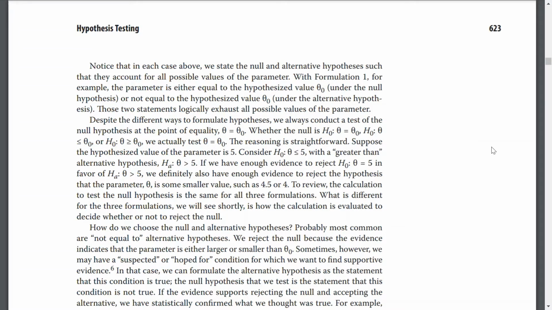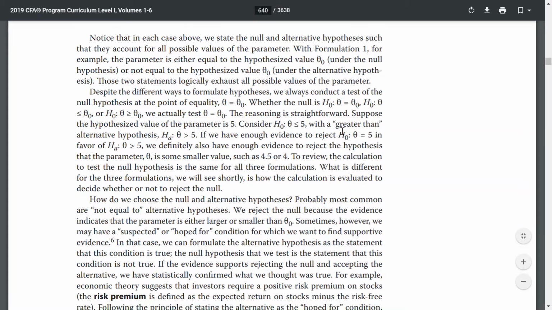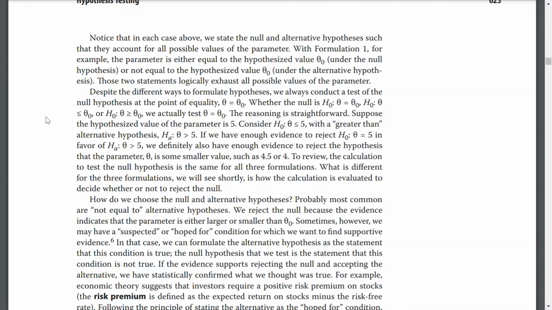Despite the different ways to formulate hypotheses, we always conduct a test of the null hypothesis at the point of equality, theta equals theta sub 0. Whether the null is H sub 0: theta equals theta sub 0, or otherwise, we actually test theta equals theta sub 0.